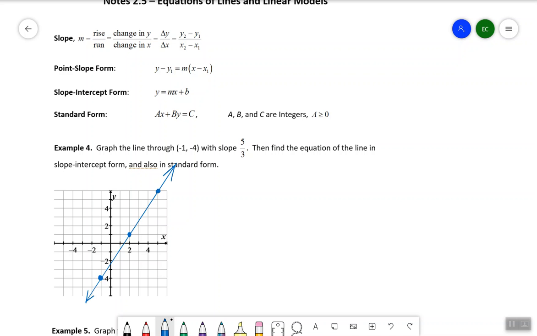Okay, so we've got the graph. That wasn't too bad. Now if we want to find the equation of the line, let's think about this. We need to get it into slope-intercept form, but we don't know what the y-intercept is exactly. It looks like it's between -2 and -3, but where is it? What do we know about this line? We know the point (-1, -4), and we know the slope. So doesn't that sound like point-slope form? Let's start with point-slope form.